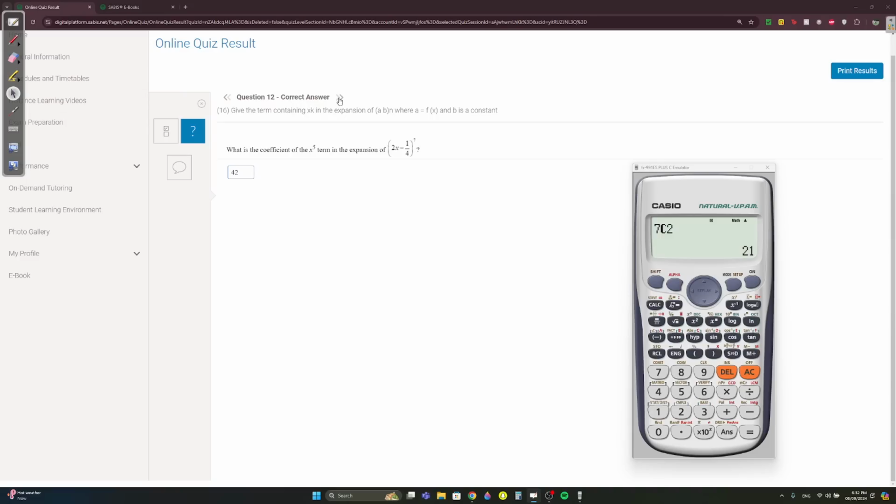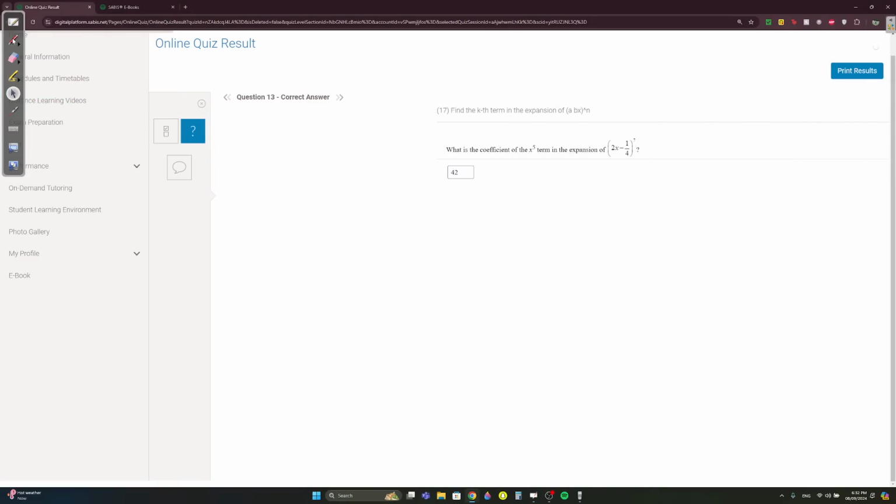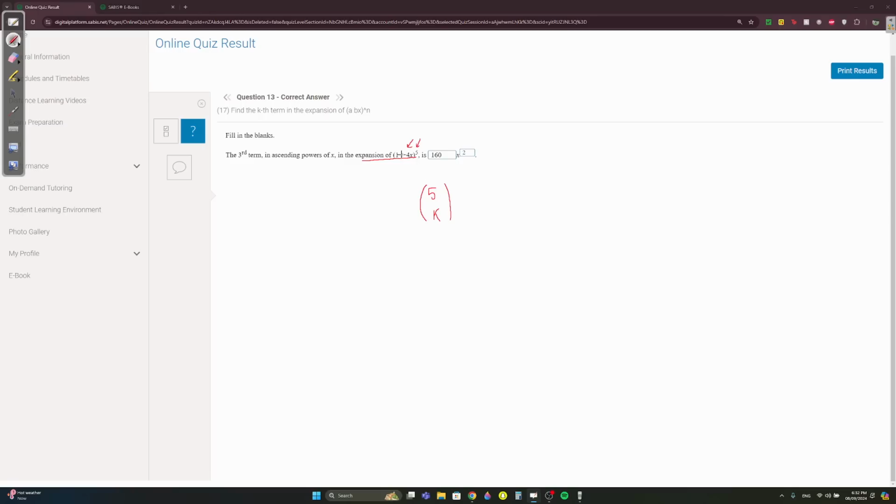You're going to do another question, you'll see what I mean. 13. The third term in ascending powers of x in the expansion of 1 plus 4x to the power of 5. Again, whenever they ask for the third term, any question, just write down the general term. You're going to get nCk. What's my n? It's 5. So 5Ck of 1 to the power of n minus k times 4x to the power of k. We know our n is equal to 5, so instead we put 5.